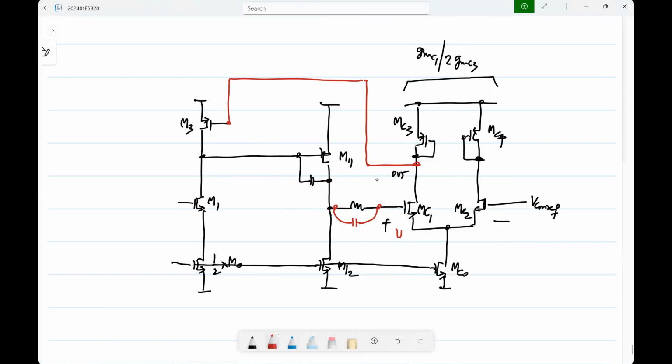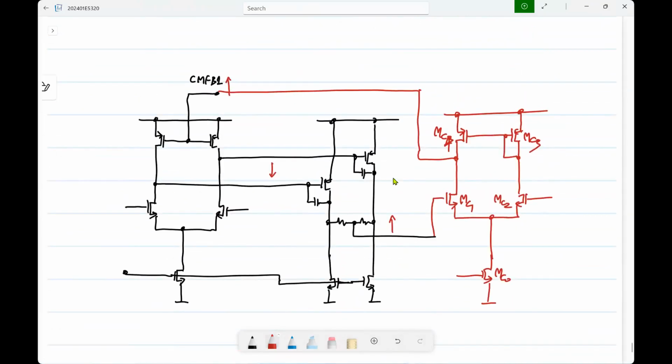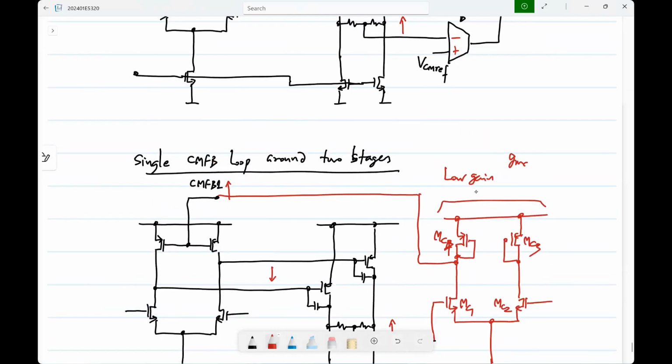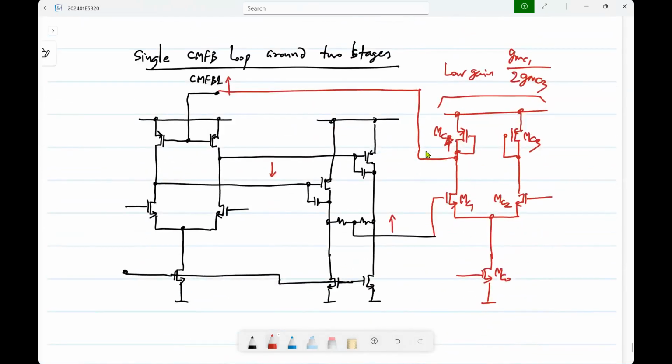Okay. So you can also have, yeah, this is basically a single common mode feedback loop around 2 stages. But like I said, you would not make this a very high gain stage. You would make this a low gain stage. Okay. Is this fine?